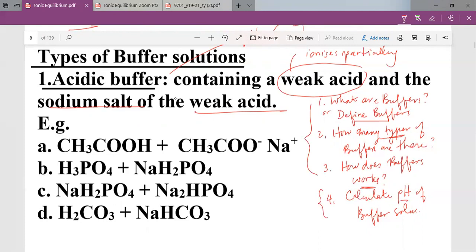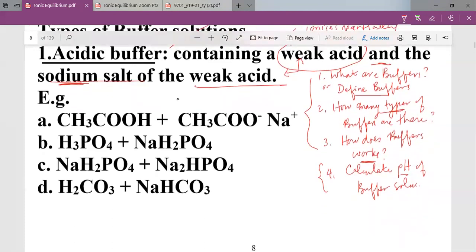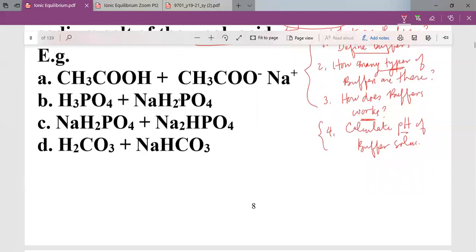A weak acid and the sodium salt. Normally sodium, but it can be potassium also. Why the sodium salt? Because all sodium salts are soluble, right? You need them to be totally soluble. Both of them are soluble, but the acid is mostly unionized. My first example is, of course, the famous example of ethanoic acid and sodium ethanoate.